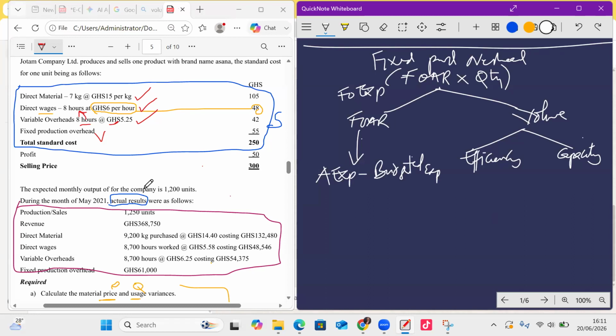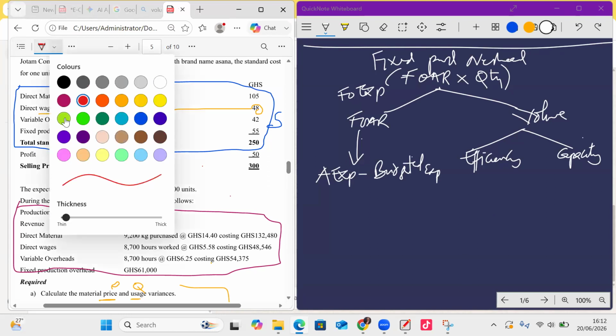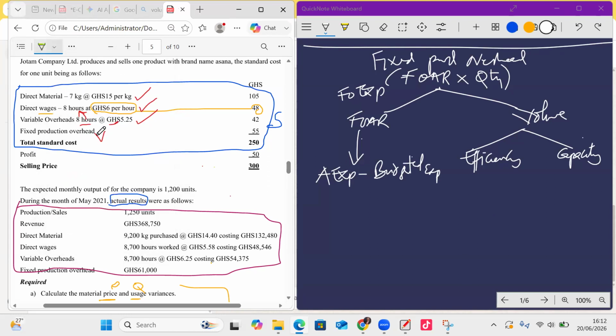So let me come to the fixed. Watch. We have the standard. We have the fixed, this one, for the fixed production overhead. This is the standard. Then it says the expected monthly output for the company is 1,200. This is also about the fixed, but then it is budgeted.